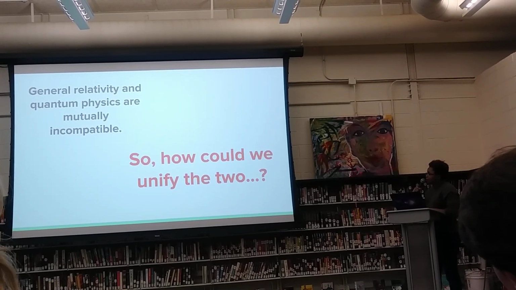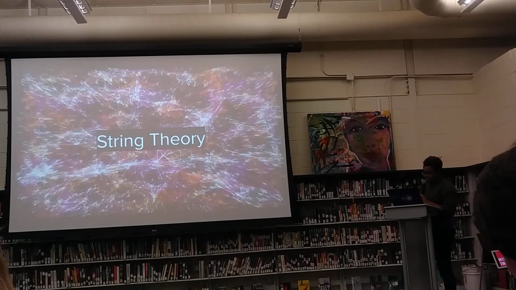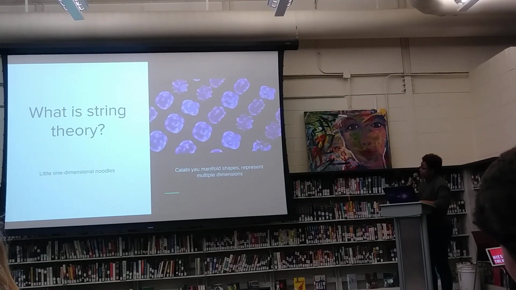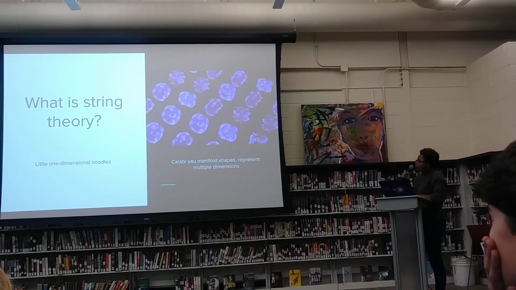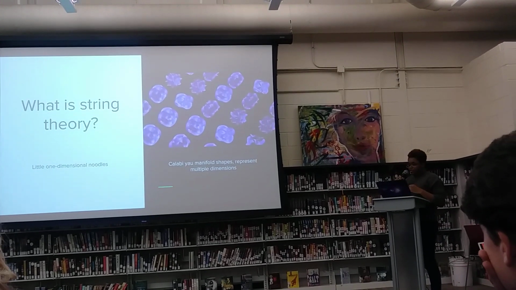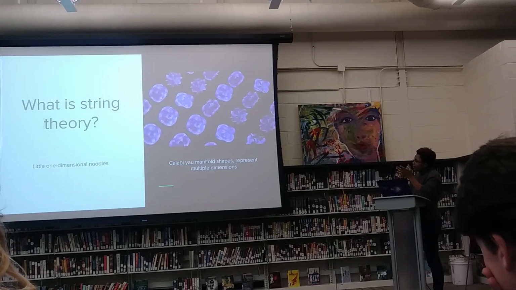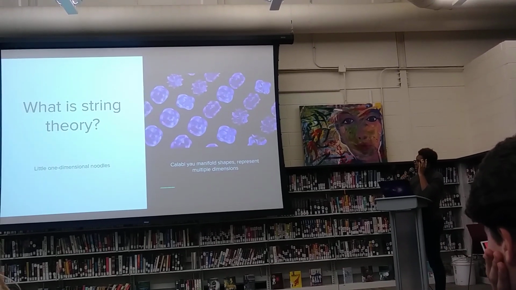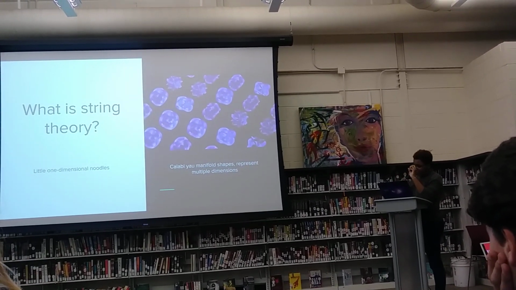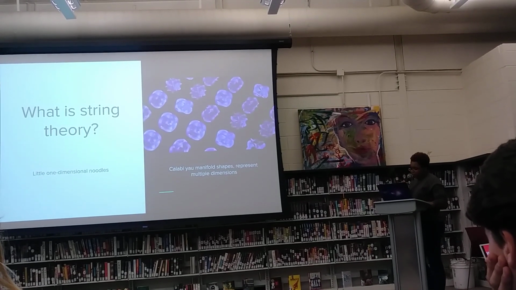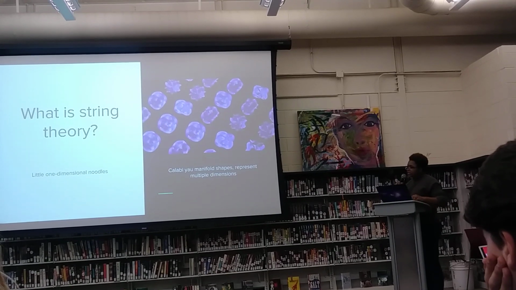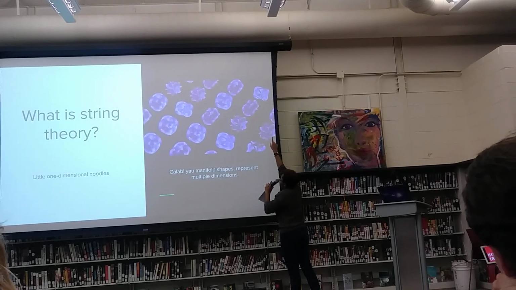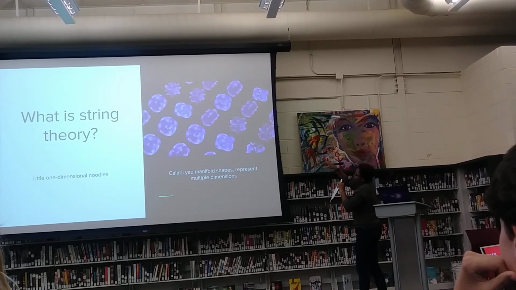So how could we unify the two? Well, I got an answer for you. String theory. Oh, yeah, string theory. String theory suggests that the universe is made of one-dimensional little noodles or strings, and that the geometry of these strings dictates force, reactions, etc. It also suggests that we are living in multiple dimensions. These theoretical dimensions are represented by Calabi-Yau manifolds. And Calabi-Yau manifolds are these things right here. And these little folds represent multiple universes undulating all over each other.